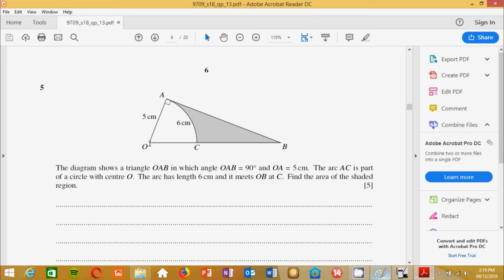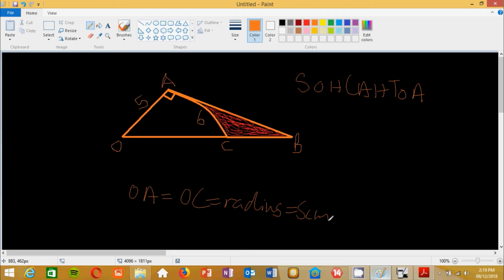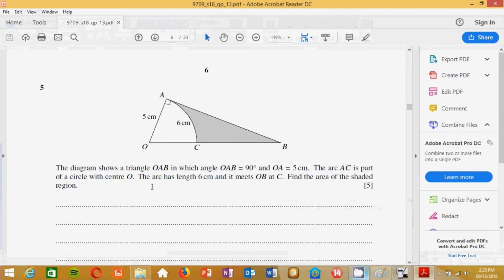OC, we're coming from the center. How do we know it's the center? The question tells us it's the center. We're coming from the center and we're touching the circumference, so that's the radius, and that's equal to 5. So, in other words, OA is equal to OC is equal to the radius is equal to 5 centimeters. That's one thing that you have to observe. OA is equal to OC, and that's equal to 5 centimeters, and that's equal to the radius of the circle. The arc has a length of 6 centimeters.